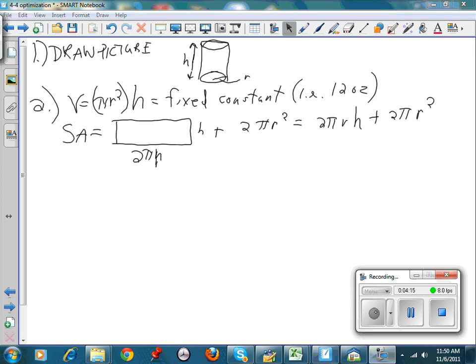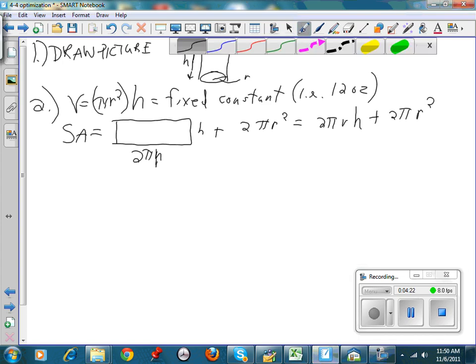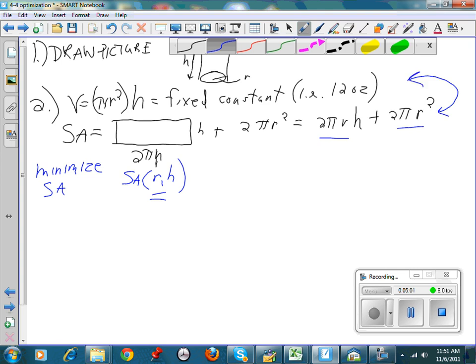Okay. Now notice I'm trying to minimize. I want to minimize SA, but the surface area, if you look at it, looks like a function of 2 variables, r and h. If I'm going to minimize, this is where our applications of the derivative come in. I want to take the derivative, set it equal to 0, and I want to guarantee it is a minimum and not a maximum. But I can't work with 2 variables. I need 1 variable. But notice I have two equations, so let's see what we can do here.